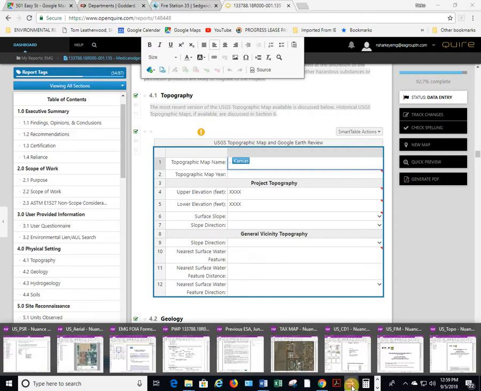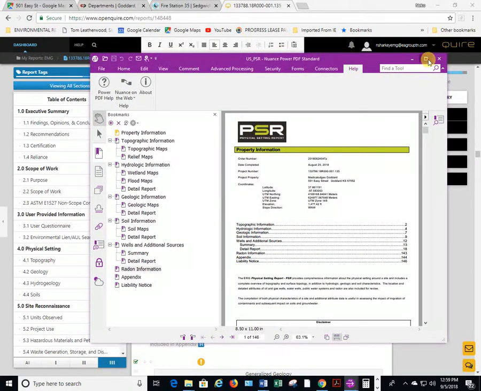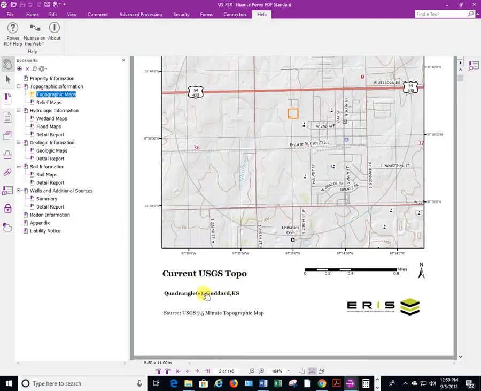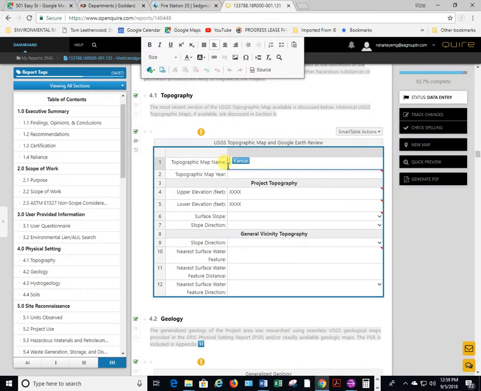Well, I'm going to go in my physical settings report. Let me find it down here. Here we go. The PSR. For this report, make sure I have the right one. Yes, I do. 501 Easy Street, Goddard. Okay. Topographic map. Here is the name. Quadrangle, Goddard, Kansas. That's what we're looking at, and that is the name. They already got Kansas there for us, so we're simply going to click in front of here and write the name of the city, Goddard. Is that simple? Okay. Topographic map year.